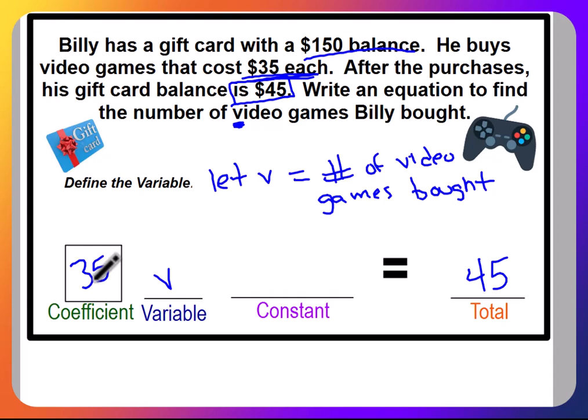Can that 35 happen more than one time? Sure, he's buying more than one game, right? What about the $150 balance? That's a beginning balance. That's a one-time beginning balance, isn't it? So it's a positive 150. And do you see the mistake that I made? The coefficient should be a negative 35, shouldn't it? Because when you buy a game, you're decreasing the balance. So it should be a negative 35 V, plus 150 equals 45.